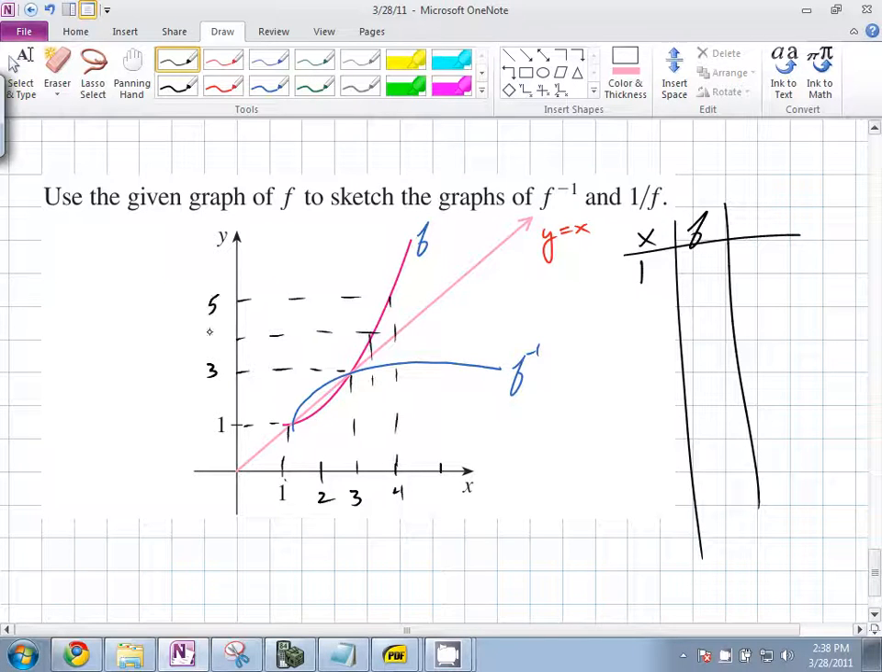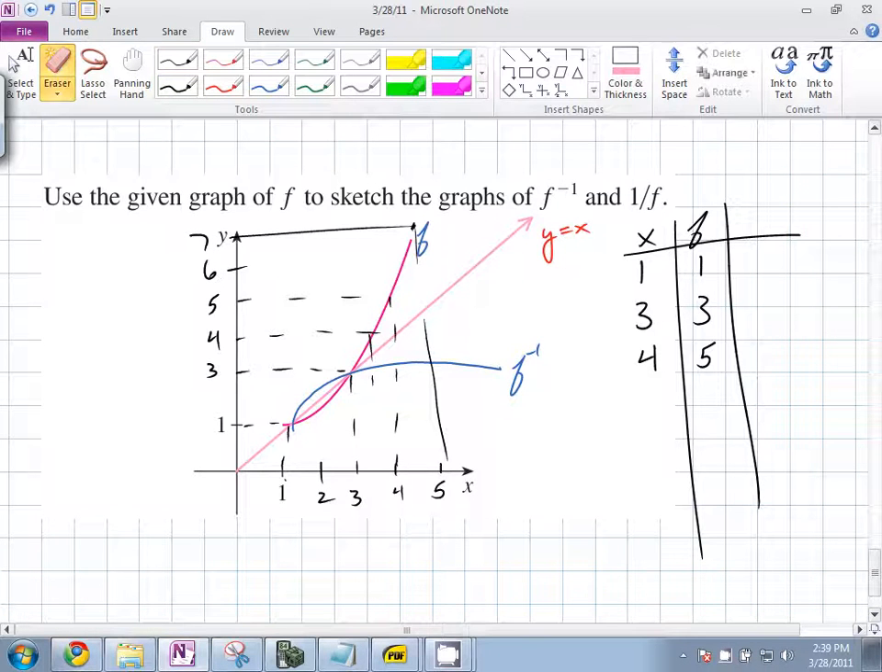So what does it look like? 1 is going to be 1. What's 3 going to be? 3. What's 4 going to be? Approximately 5. And let's make this one a little higher. So let's make 5 equal to 7. Does it matter if it's super accurate? No, we're not looking for super accuracy. We're looking for approximate. You're trying to get the behavior here.